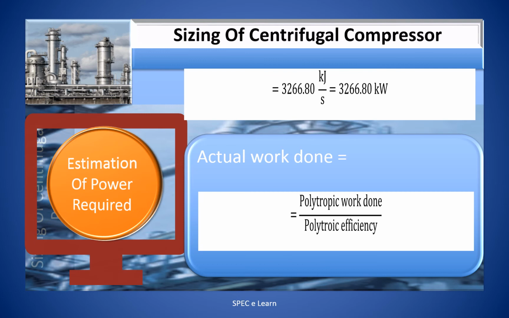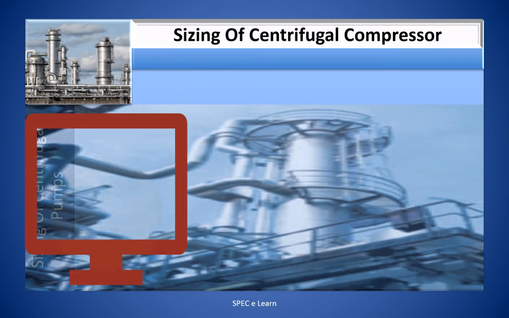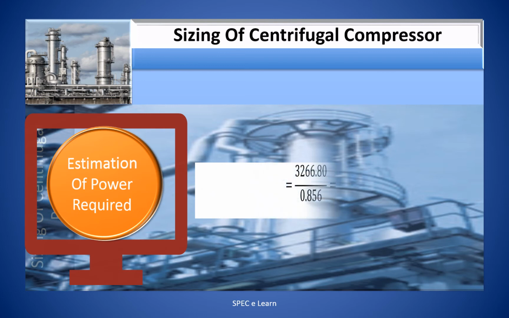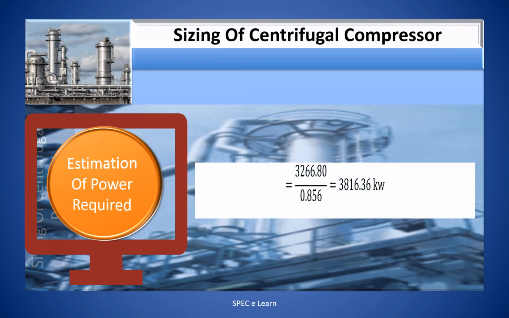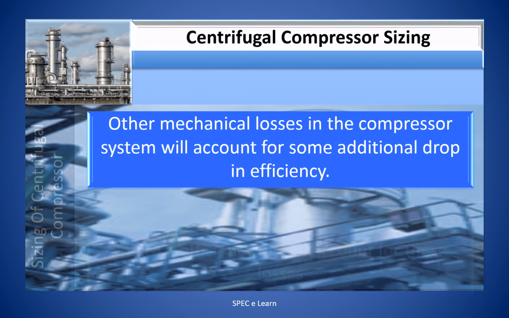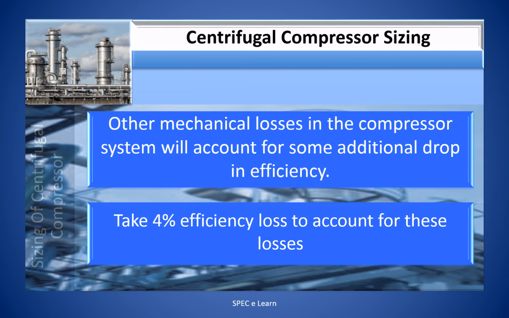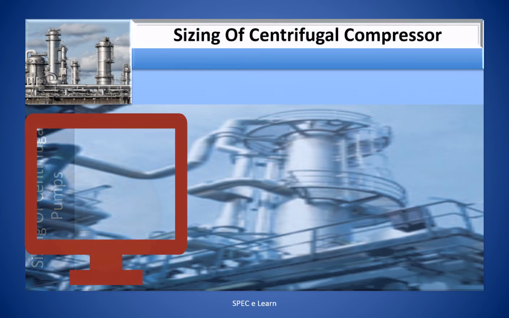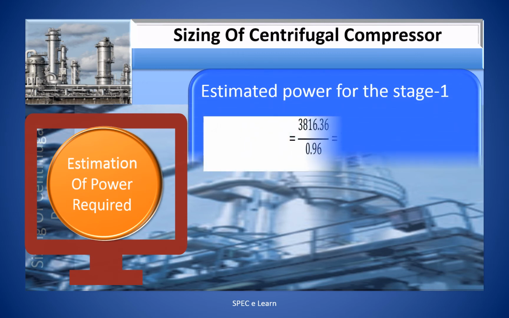The actual work done or the brake horsepower is obtained from the expression polytropic work done divided by the polytropic efficiency. So the brake horsepower for the first stage is 3816.36 kilowatt. Other mechanical losses in the compressor system will account for some additional drop in efficiency. Take 4% efficiency loss to account for these losses. The estimated power for stage 1 is 3975.37 kilowatt.